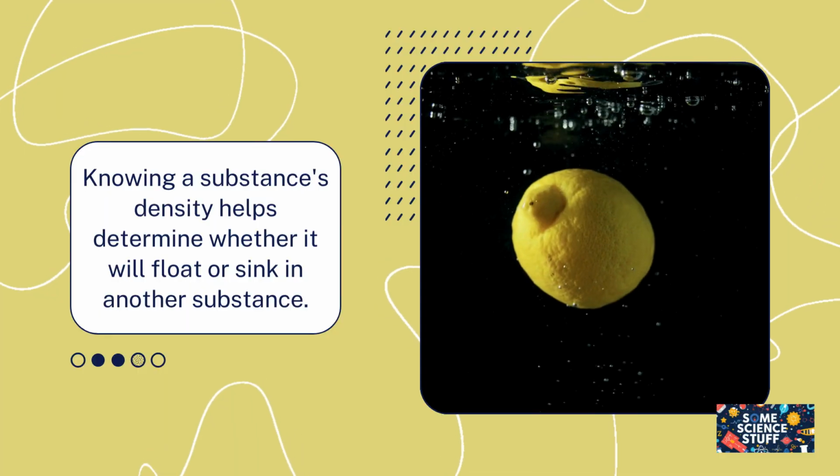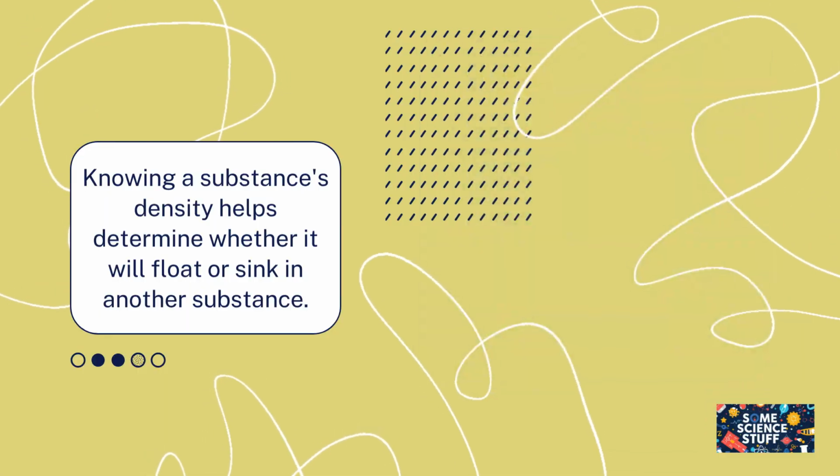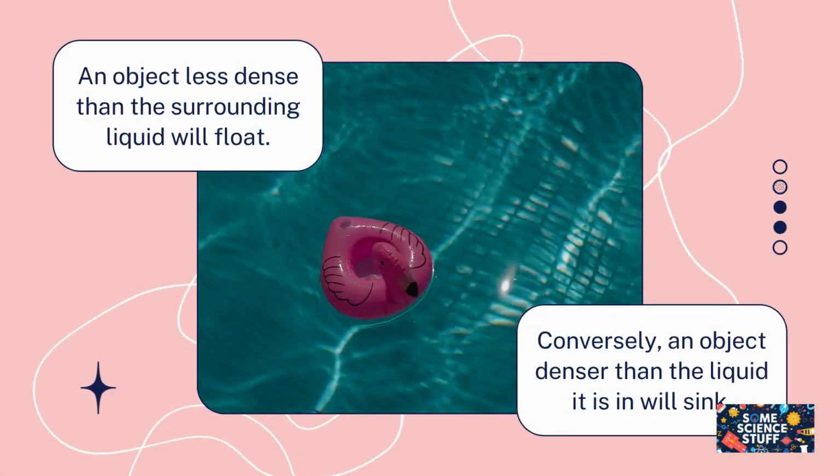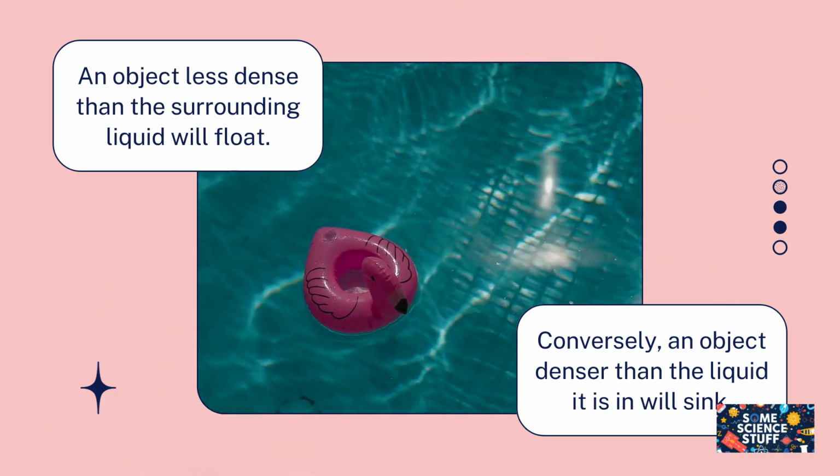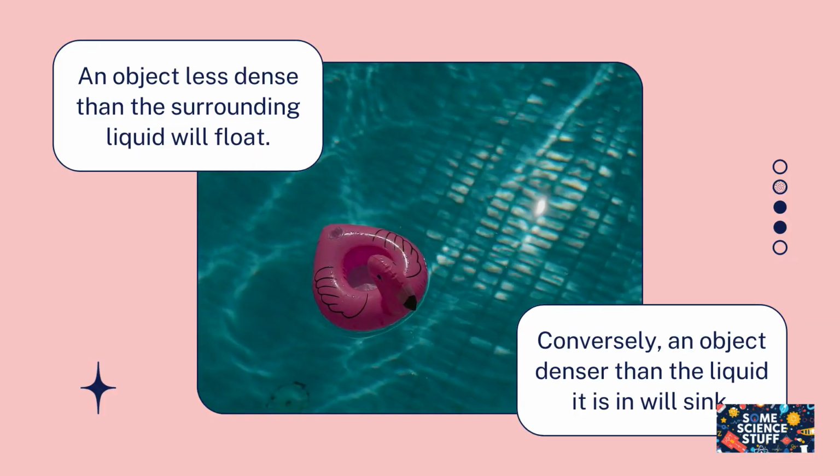A lemon floating in water is a great real-life example of density. An object less dense than the surrounding liquid will float. Conversely, an object denser than the liquid will sink.